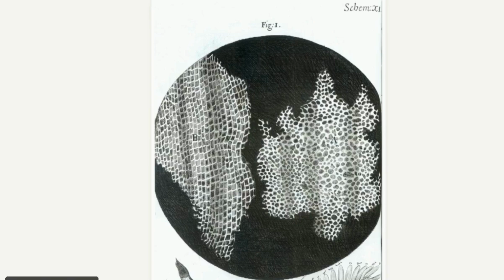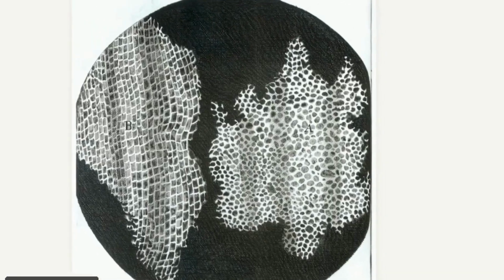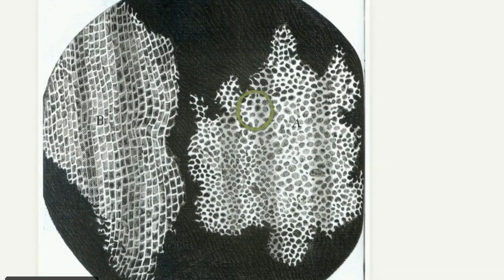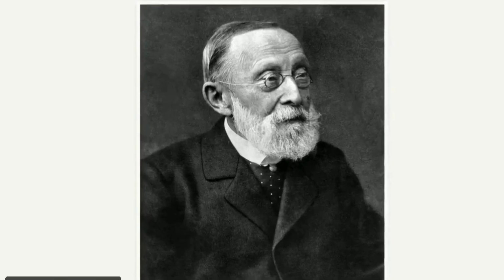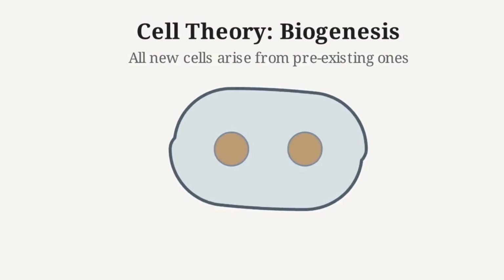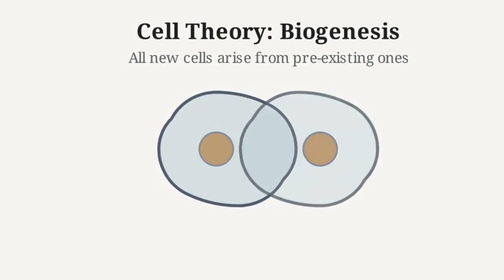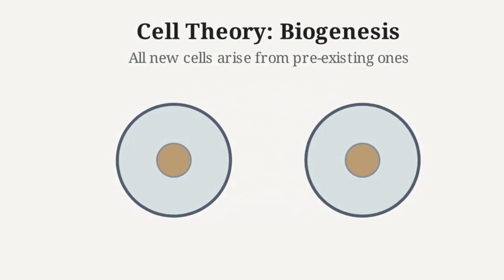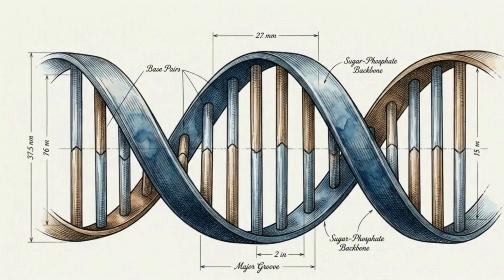This drawing shows the microscopic architecture first documented in 1665 by Robert Hooke. By looking at a thin slice of cork under a microscope, he noticed these tiny, repeating chambers and named them cells. Decades of observation by scientists like Rudolf Virchow led to a unified cell theory. It established that all living things are made of cells, and crucially, that new cells can only form from pre-existing ones.